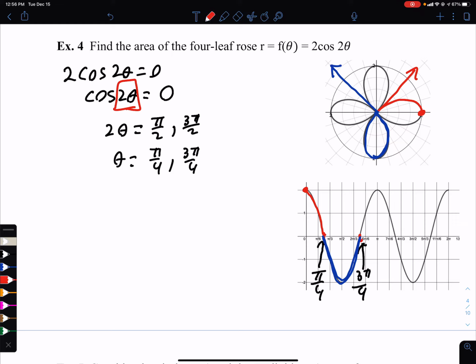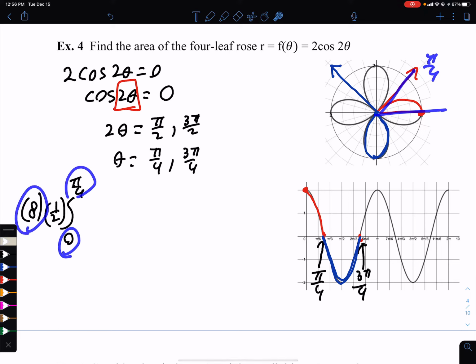If you look at this red region, if I take 1, 2, 3, 4, 5, 6, 7, 8 of those, that will give me the area. So I can do that. I can do 8 integrals of 1/2, from 0 to pi over 4, because this is 0 to pi over 4. So that's why I go 0 to pi over 4. I do 8 of them because it takes 8 of these little pieces to make the whole thing. And the area is 1/2 r squared.